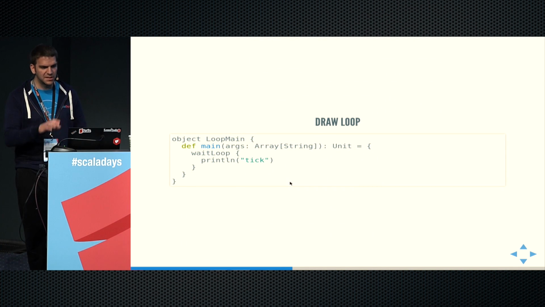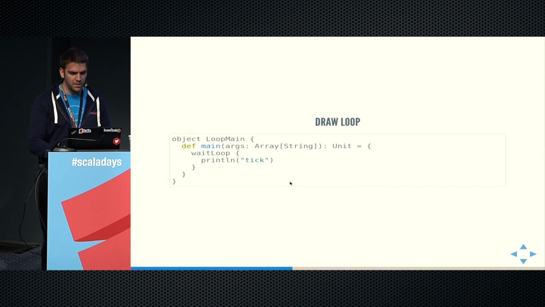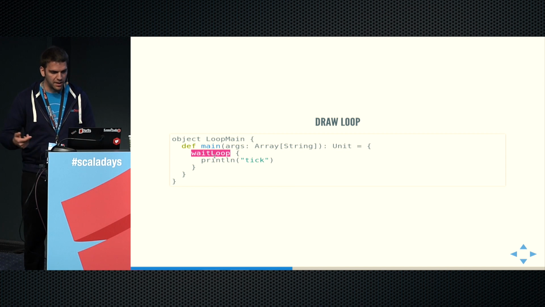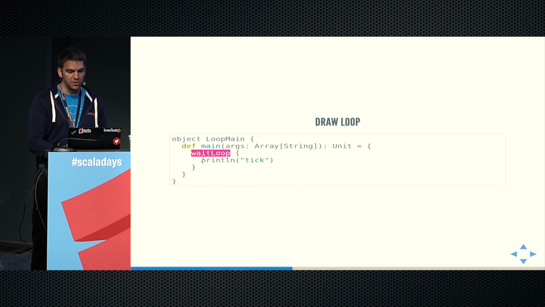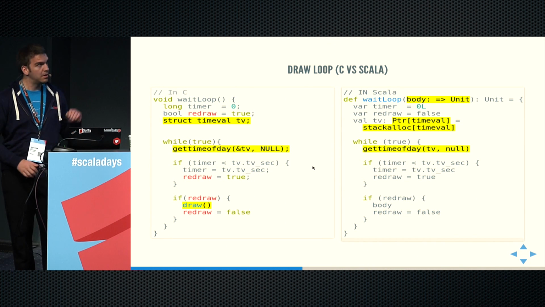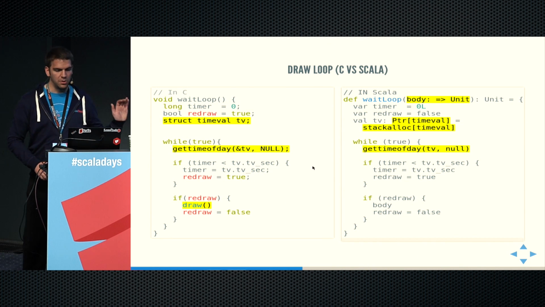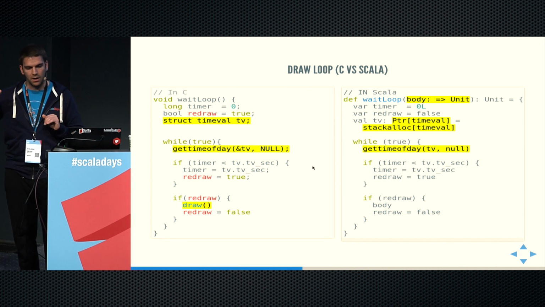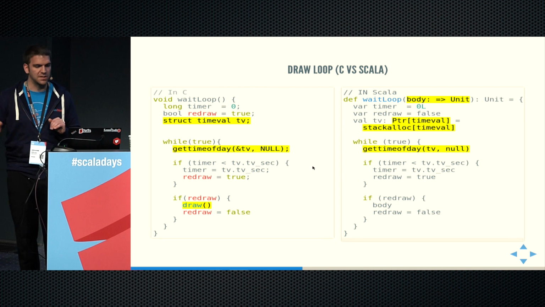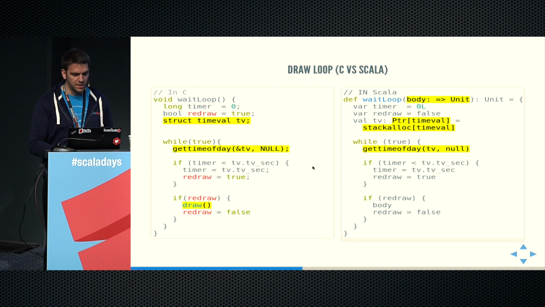All right, so this is the first function we want to achieve. It's a function that continuously prints something on the screen or executes its body. And we have our main method. Pretty straightforward. On the left part of the screen, this is how you implement it in C. And on the right-hand side, you have it in Scala. So let's study the C part first.